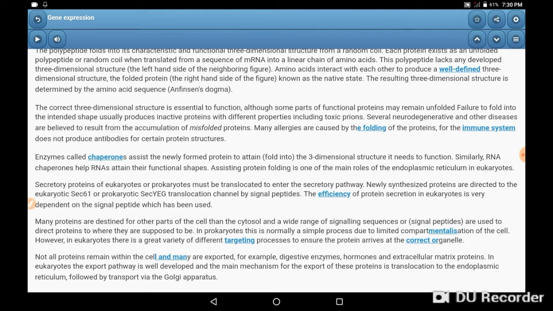However, in eukaryotes there is a great variety of different targeting processes to ensure the protein arrives at the correct organelle. Not all proteins remain within the cell and many are exported, for example, digestive enzymes, hormones and extracellular matrix proteins. In eukaryotes the export pathway is well developed and the main mechanism for the export of these proteins is translocation to the endoplasmic reticulum followed by transport via the Golgi apparatus.